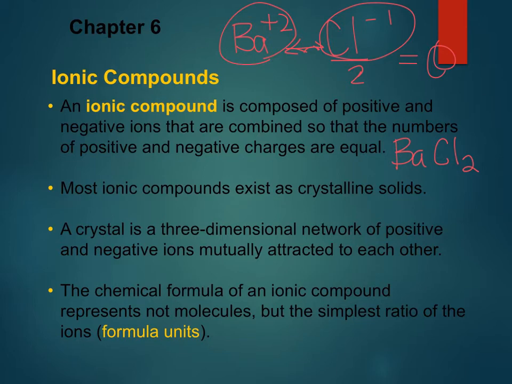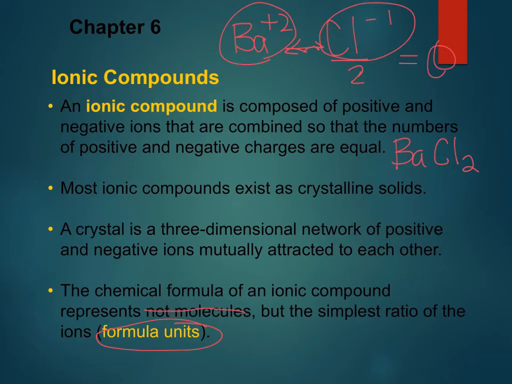Most ionic compounds are crystalline solids. The crystal will take on a three-dimensional shape, and the chemical formula of the ionic compound represents not molecules, but rather formula units. That's the difference. A molecule is a covalent compound, and a formula unit is an ionic compound.